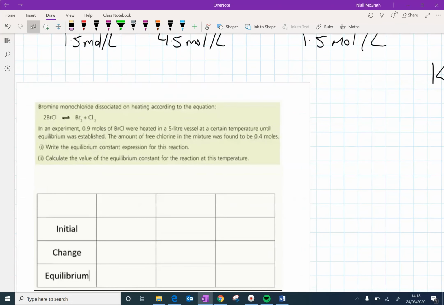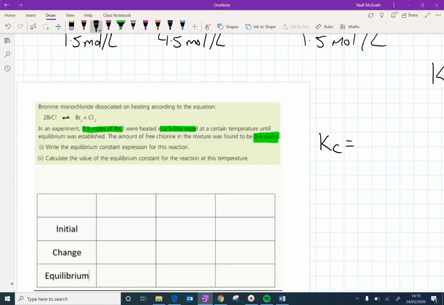Okay, so bromine monochloride dissociated on heating according to the equation 2BrCl goes to Br2 plus Cl2. In an experiment, 0.9 moles of BrCl were heated in a 5 litre container at a certain temperature until equilibrium was established. The amount of free chlorine in the mixture was found to be 0.4 moles. So that's going to be your chlorine figure at equilibrium. Okay, so write the equilibrium constant for this reaction.